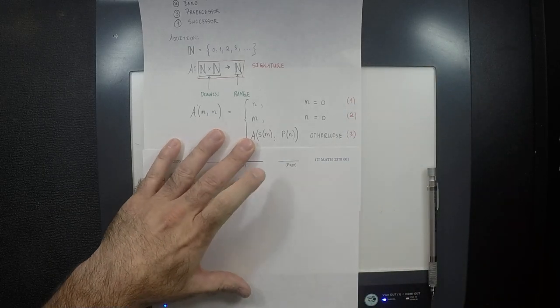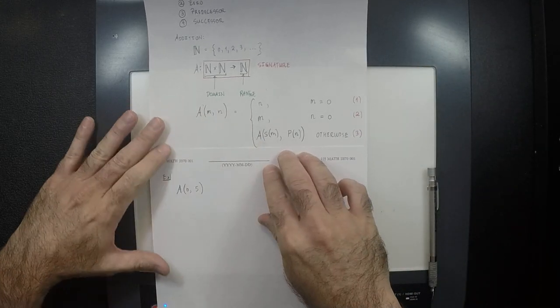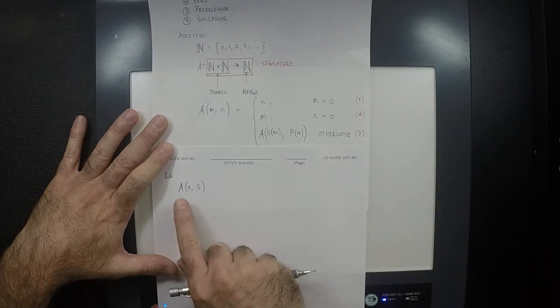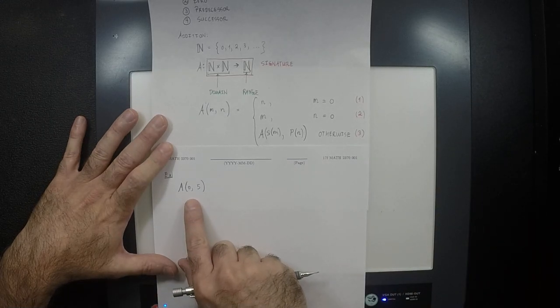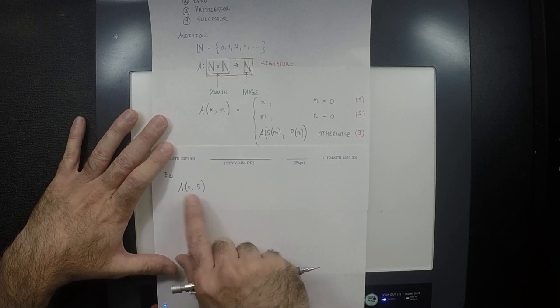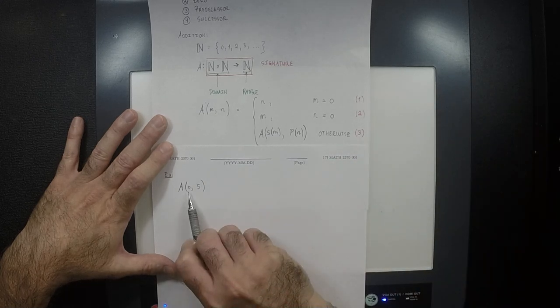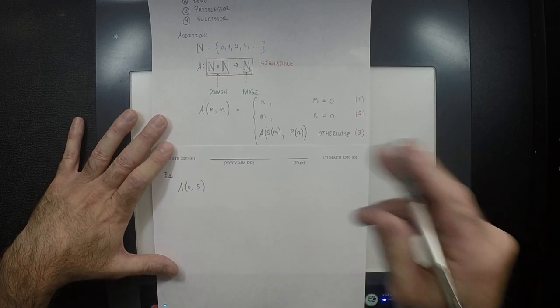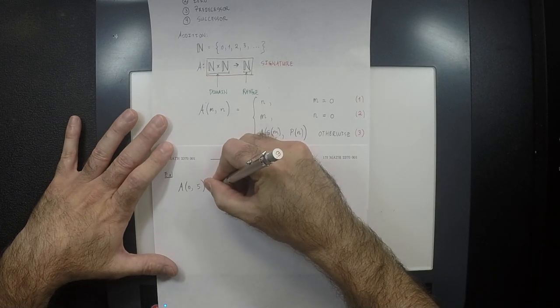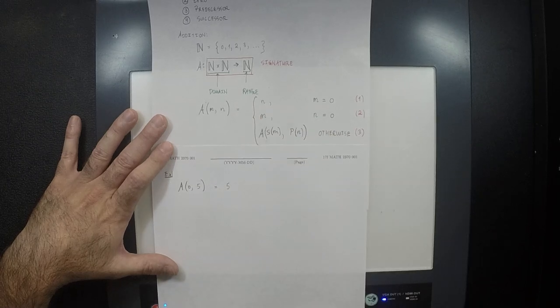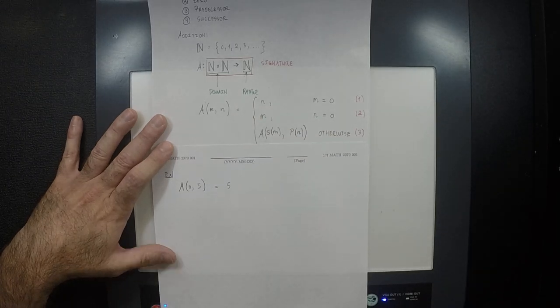Strictly speaking, we don't need the second case. So in this case, for this evaluation, what case are we using? We're using case one, because that's when the first argument is 0. Okay, so then this one evaluates immediately, just to 5. The answer is 5. Okay.